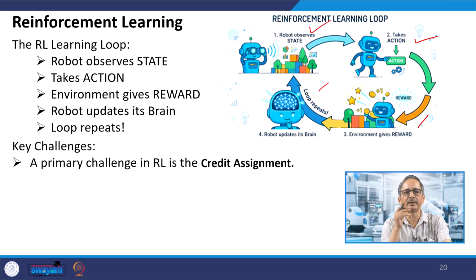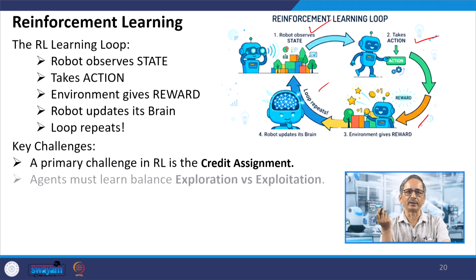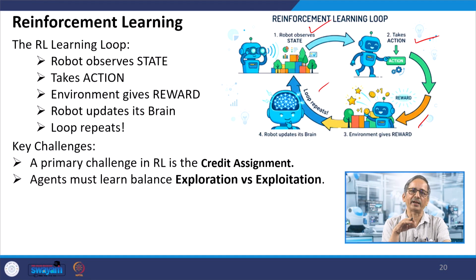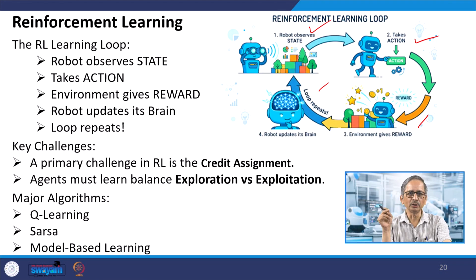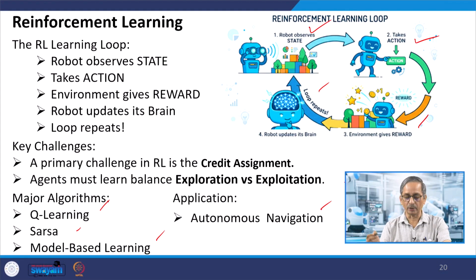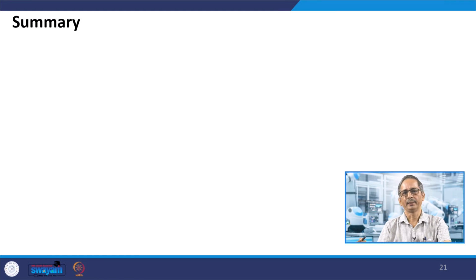The key challenge here is credit assignment basically. The agent must learn to balance between exploration and exploitation. Exploration means it should explore the various possible options, and exploitation means working with the same reward again and again. The major algorithms of reinforcement learning are Q learning, SARSA, and model based learning. The applications are autonomous navigation and obstacle avoidance.